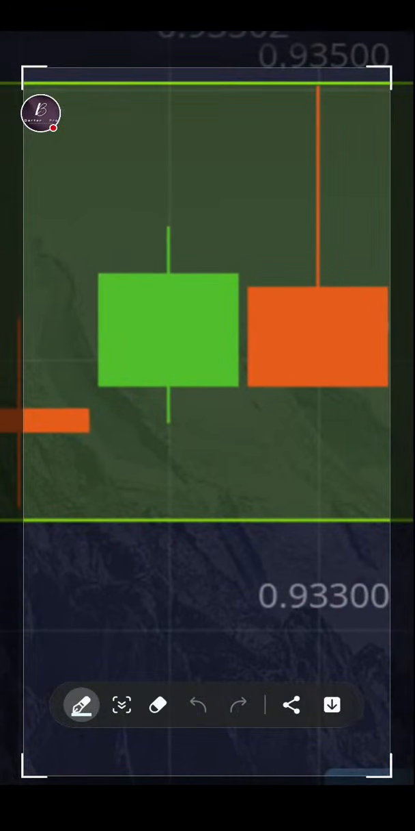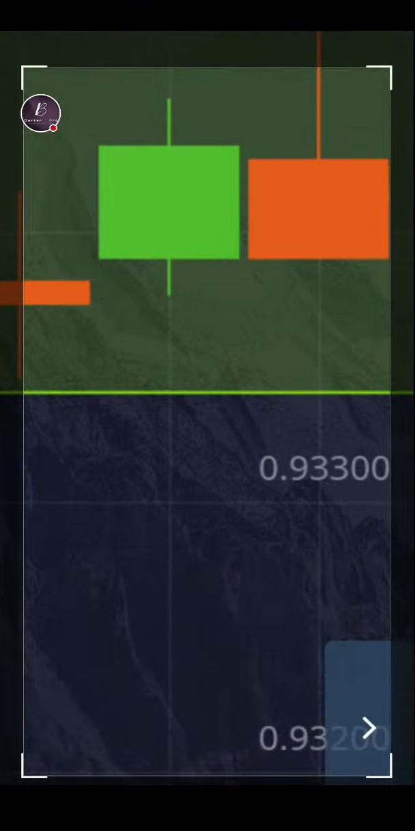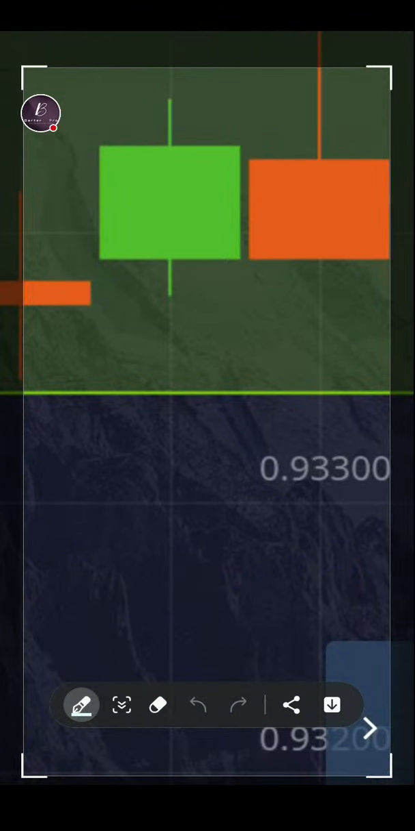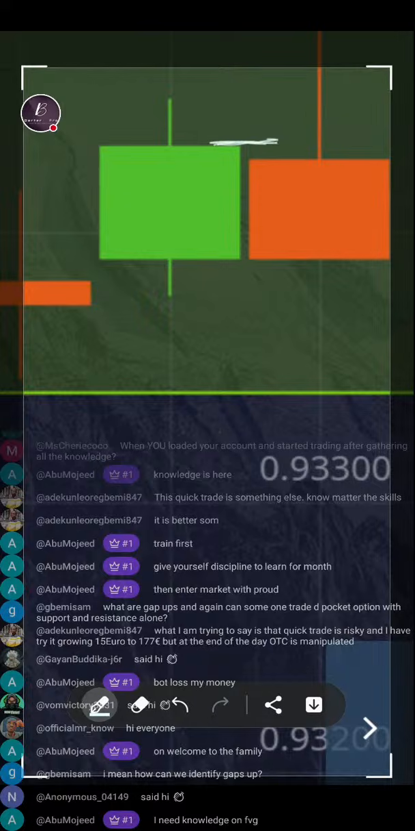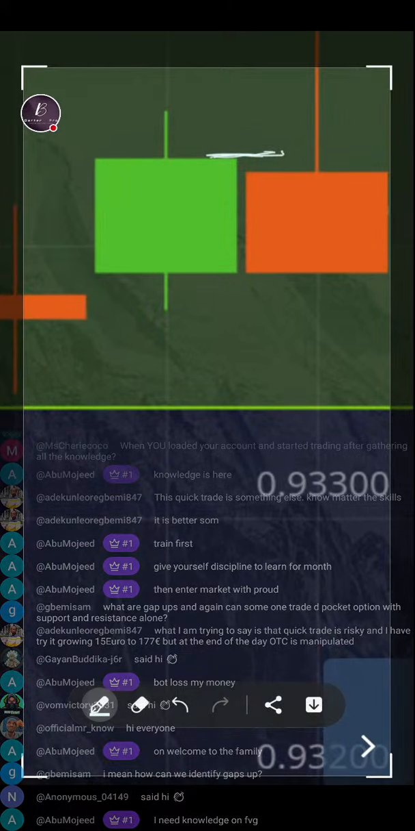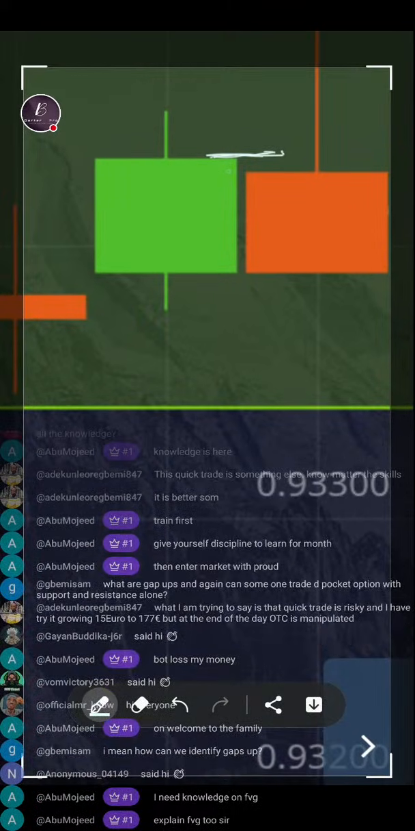Now look at this. This market closed here. Look at this. This market closed up here. This candle closed up here. You need knowledge on fair value gap. Watch the fair value gap video. It will help you. You see, this market closed here, and then the next candle opened down here.